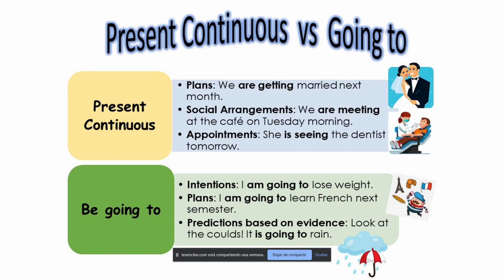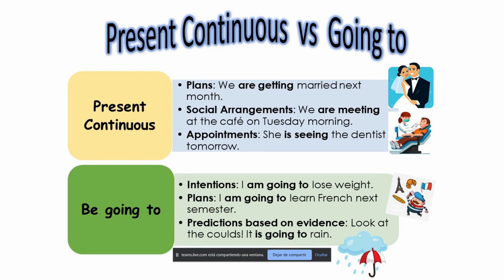Es la diferencia de be going to a present continuous. O sea, sí, ambos se utilizan para planes, pero present continuous es más cómodo. Ok, sí, va a pasar, pero no estamos muy seguros, como que todavía está en discusión. Entonces, en este caso, en el ejemplo, we are getting married next month.